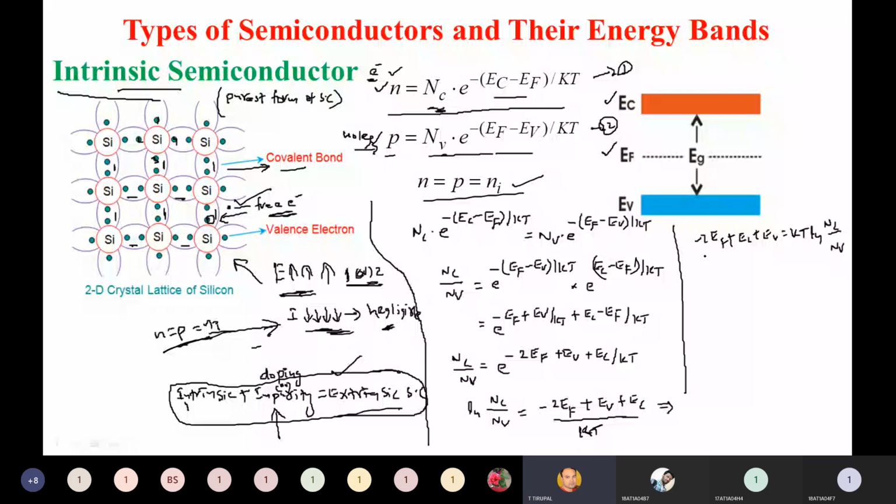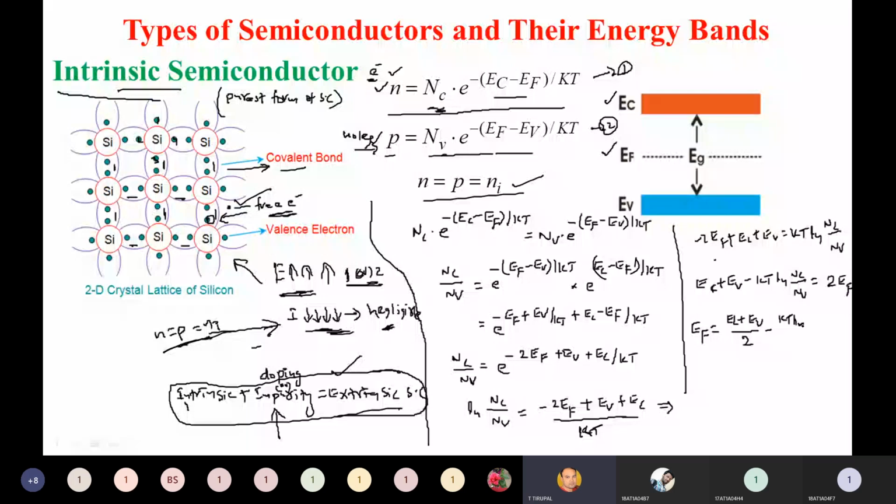Okay, I want Ef, the Fermi energy level. So bring this to that side. Ec plus Ev minus kT ln Nc by Nv is equal to 2Ef. So Ef is equal to (Ec plus Ev) divided by 2 minus kT ln (Nc divided by Nv) divided by 2.